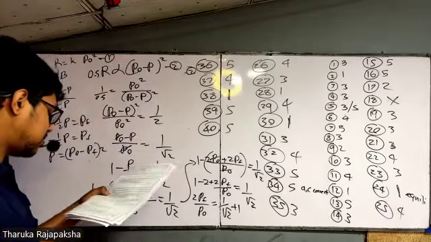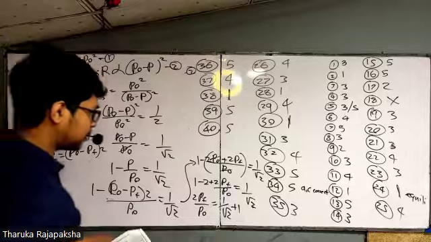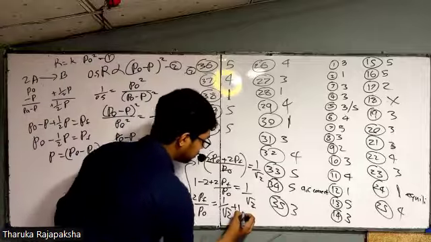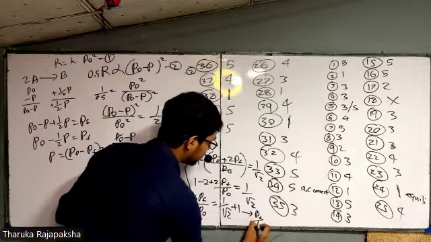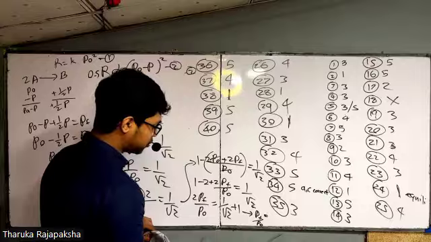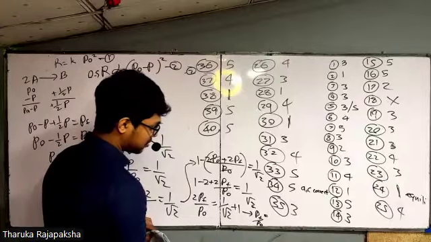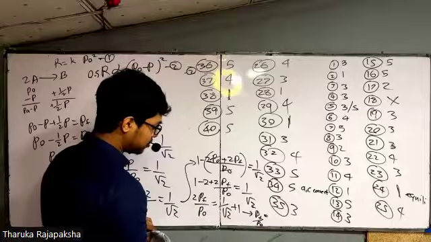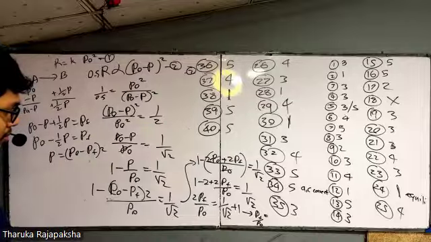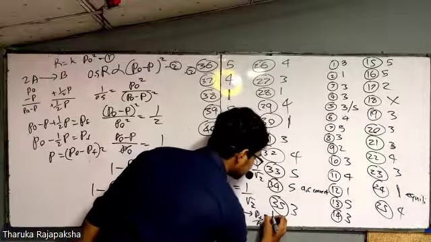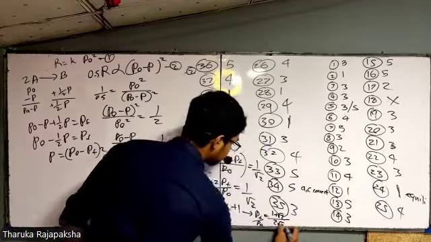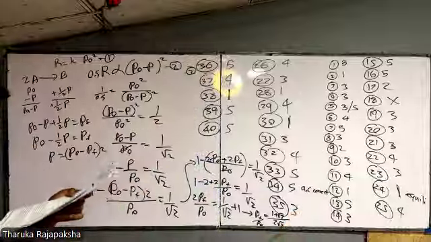So you divide both sides by 2. If I divide this, I'm going to get PF over P naught will be 1 over 2 root 2, 1 plus 2. That means 1 plus root 2 over 2 root 2. 1 plus root 2 over 2 root 2, that is answer number 3.